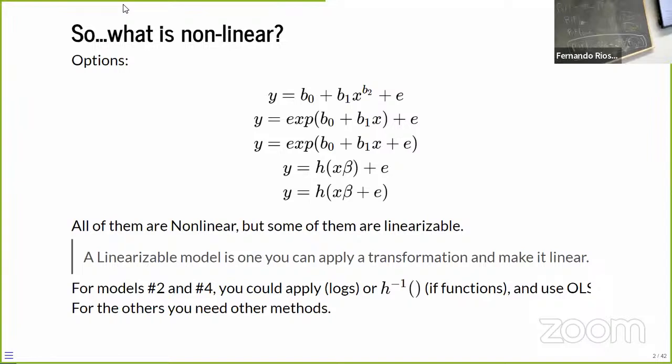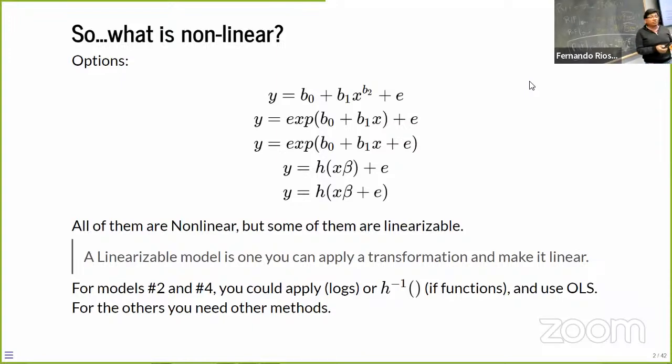Nope. Okay. I was just saying, if there is an h inverse, then you can make function 5 linear. And that's actually what I also say over here. Models 2 and 4, you could apply logs. And actually shouldn't be 2 and 4, should be 3 and 5. You can apply logs or the h1 function, if there is such a function, and use OLS. However, for all other models, you can't just use OLS to estimate it.